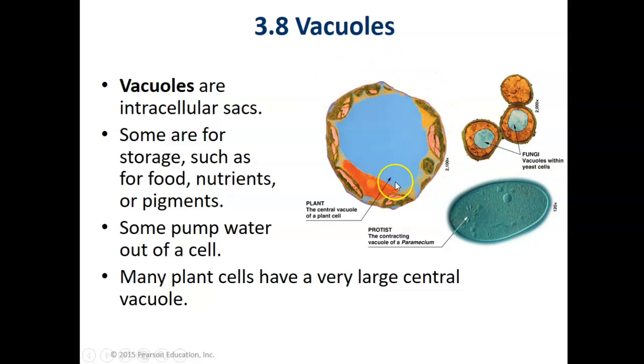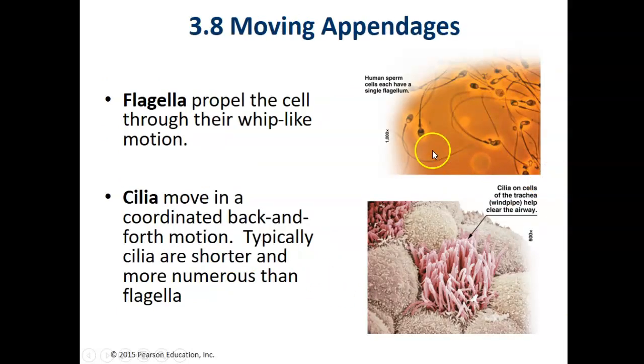Another organelle within the cell is called a vacuole. Vacuole are storage sacs. Starch is stored in vacuole. Some vacuole in the animal cell is to pump water out of the cell to keep the water balanced. Some animal cells, such as sperm, has flagella. Flagella is to propel the cell through the whip-like motion to make the cell to move around.